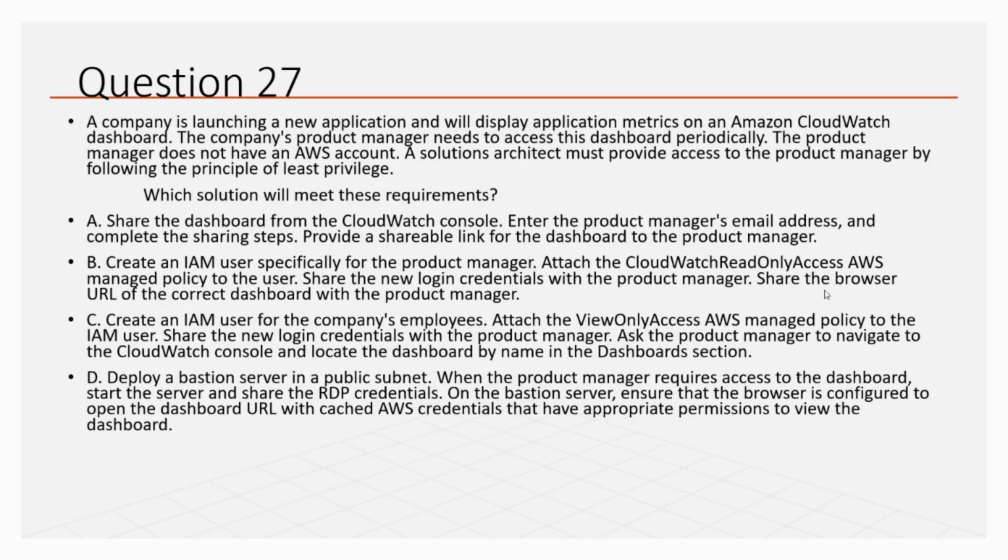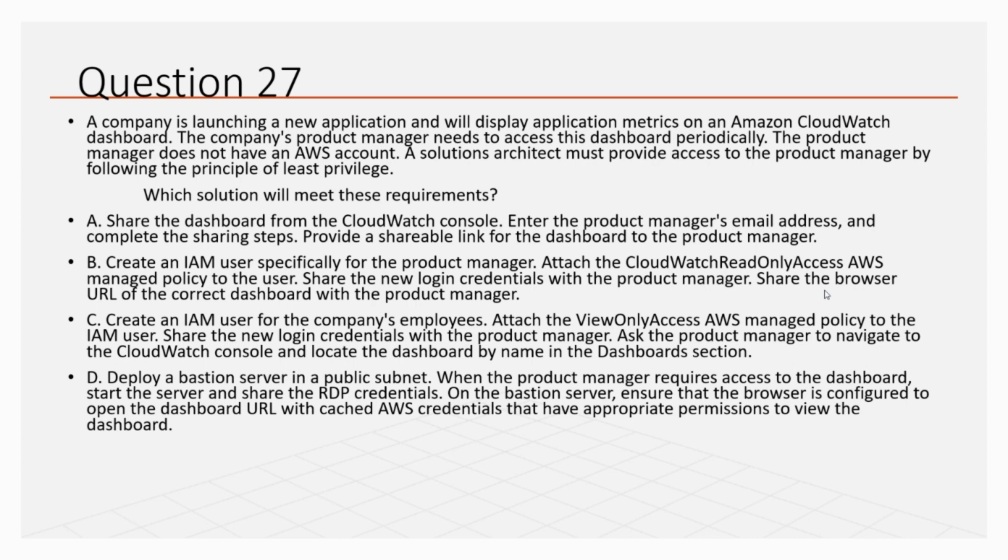A company is launching a new application and will display application metrics on an Amazon CloudWatch dashboard. The company's product manager needs to access this dashboard periodically. The product manager does not have an AWS account. A solutions architect must provide access to the product manager by following the principle of least privilege. Which solution will meet these requirements? The options are A. Share the dashboard from the CloudWatch console. Enter the product manager's email address and complete the sharing steps. Provide a shareable link for the dashboard to the product manager.